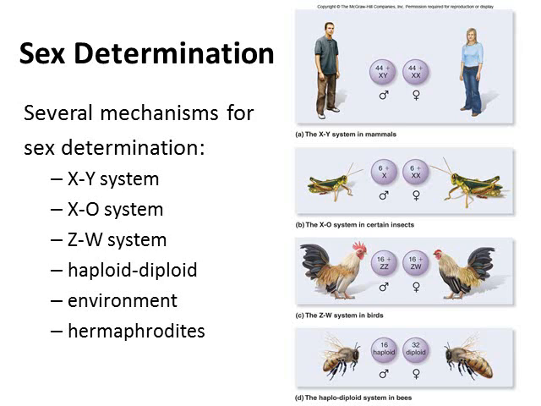Another thing is environment. We see this a lot in reptiles and amphibians, so certain temperatures produce males, whereas a different temperature environment will produce females. And then hermaphrodites, these are when individuals have both male and female parts to them. But we'll focus on the mammal XY system for our X-linked traits.